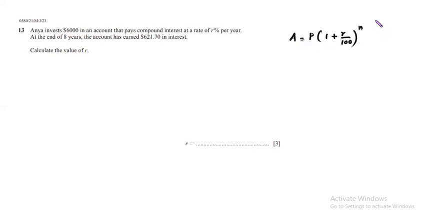Now, this formula is not only used for compound interest questions. There are questions where there is an exponential growth. For example, if there is a question that says a population of something keeps increasing, that's going to be something like an exponential growth. In that case also we would be using this formula.